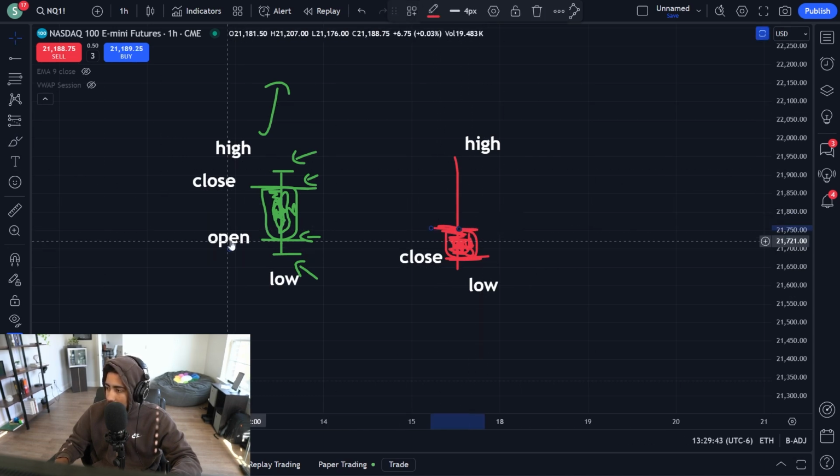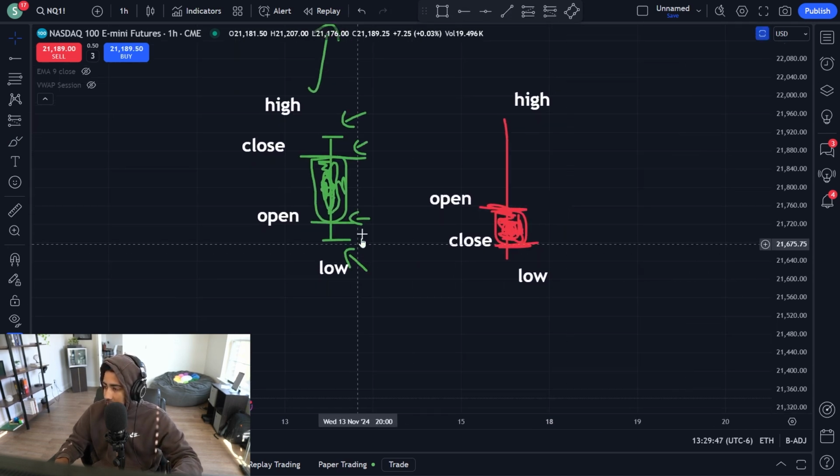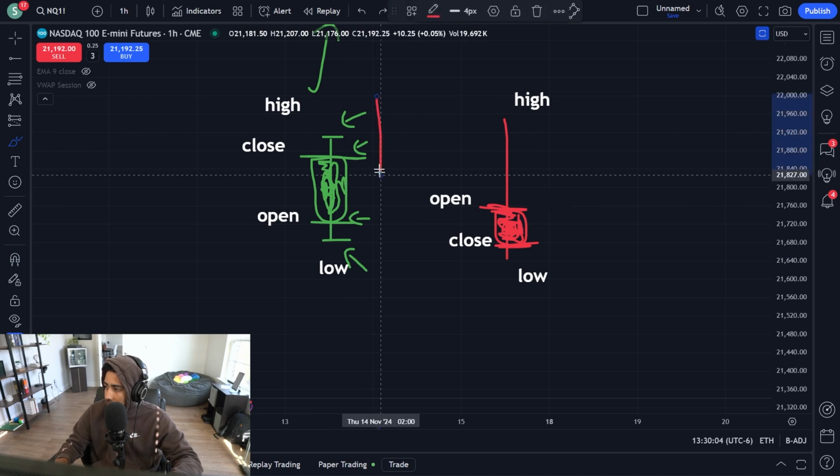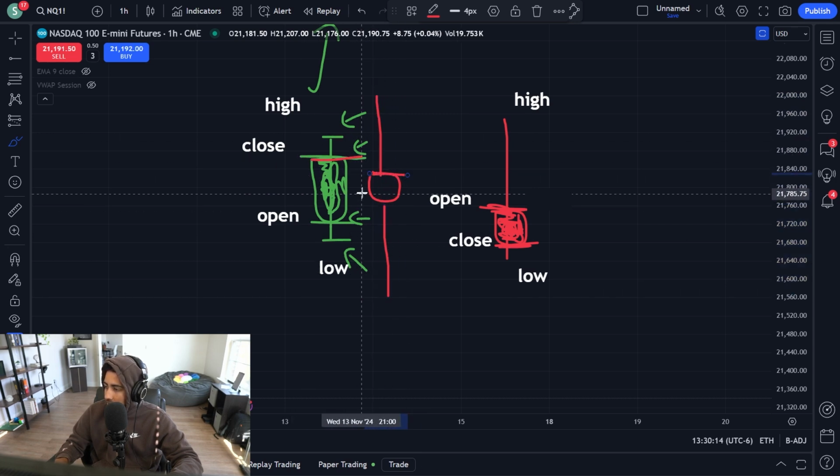What tends to happen, if we look at it from a perspective like this, for example, let's say we had a bullish candle going into a bearish candle, let's say up here. Well, we had ourselves our close. So we closed here and we opened here. We usually open and close on opposite ends for a bullish and bearish candle.